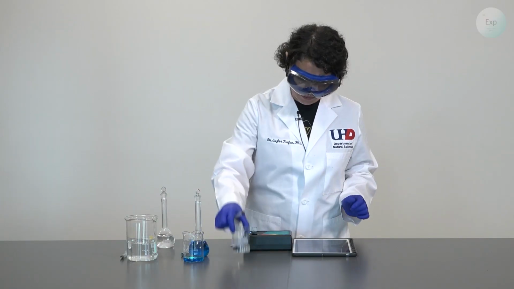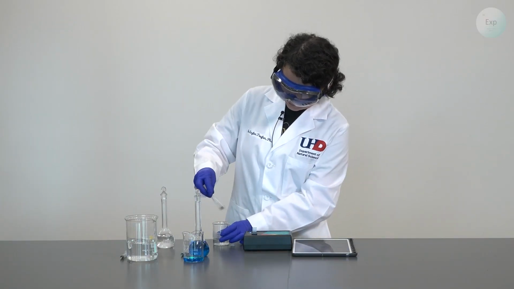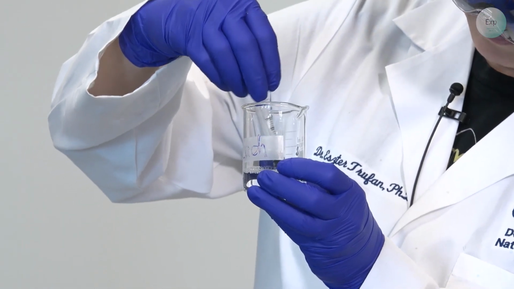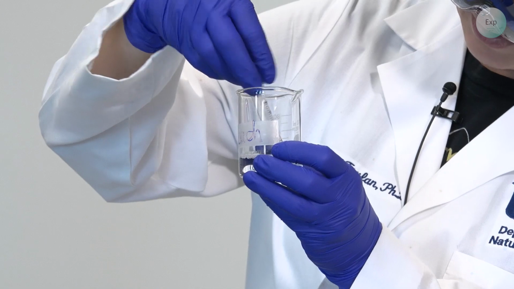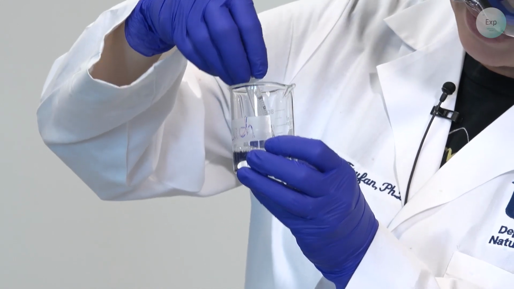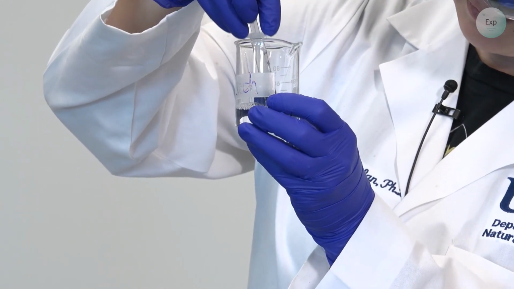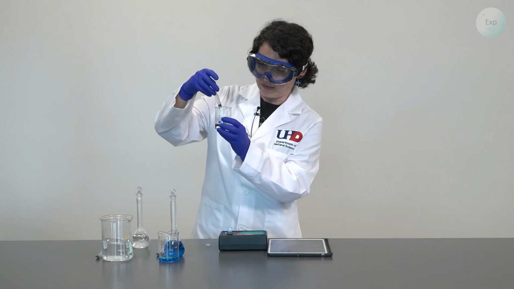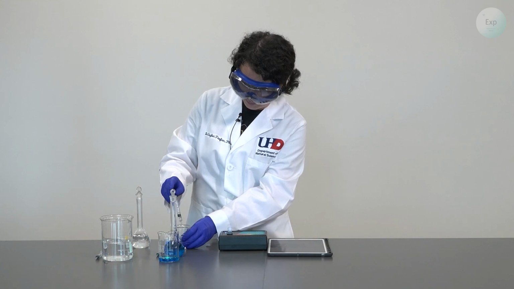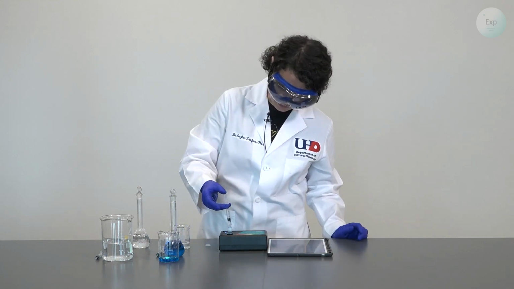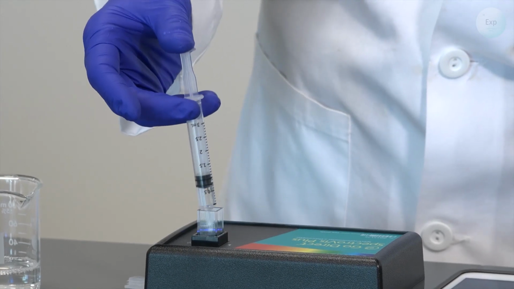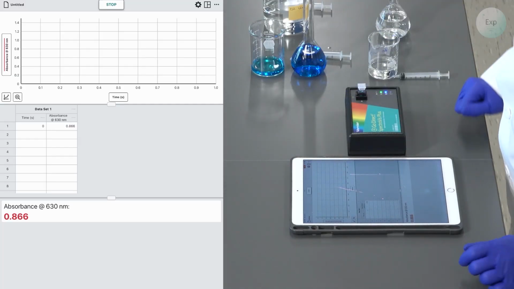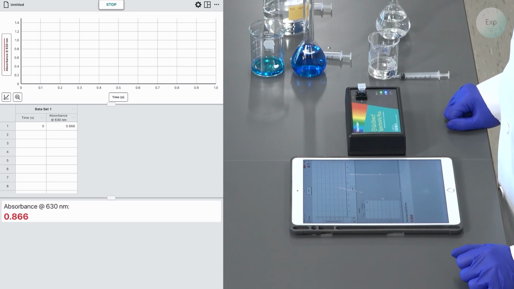After this, we're going to extract 0.75 milliliters of our bleach solution. We have to be careful so that we don't count bubbles in our volume of bleach. Once we extracted the appropriate amount of bleach, we're going to place it in the cuvette, add the cap on top, and press our collect button to commence our data collection.